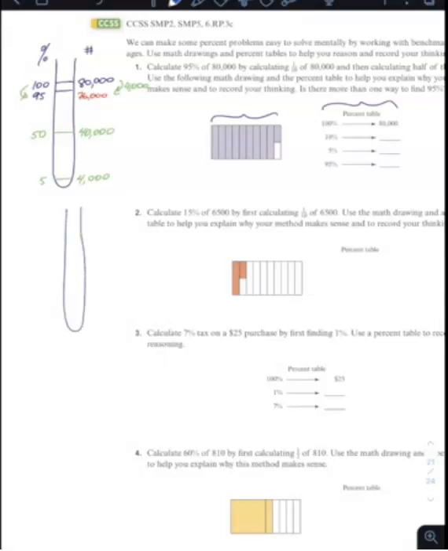So let's look at a percent thermometer for number 2. Calculate 15% of 6,500. So we have 6,500 and we want 15% of that.